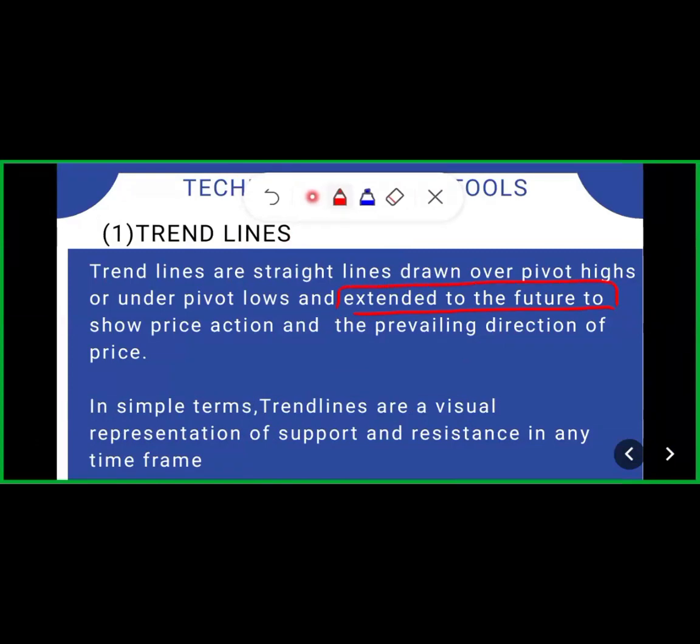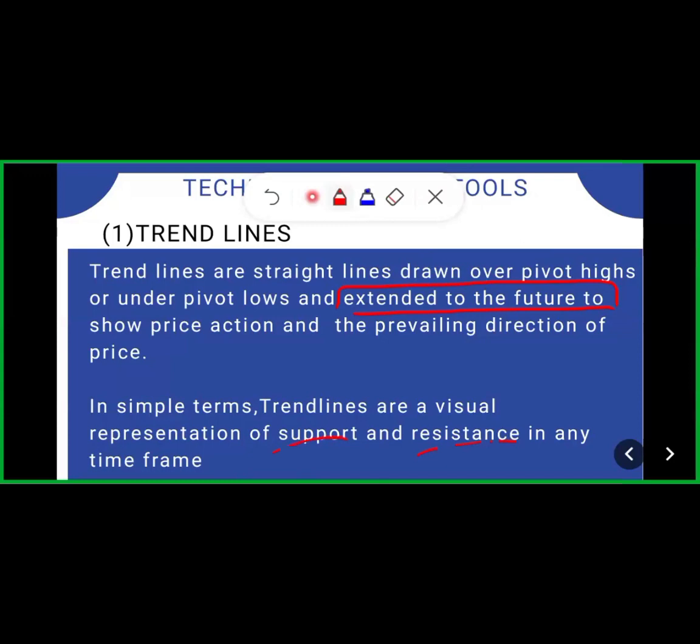So in simple terms, if you're to summarize or understand in a layman's way what a trend line is, it is actually a visual representation of a support and a resistance on the chart. What you draw as support and resistance is what we call the trend lines. And they're of different types, depending on the direction or how you're going to draw them, as we're going to see on the chart.